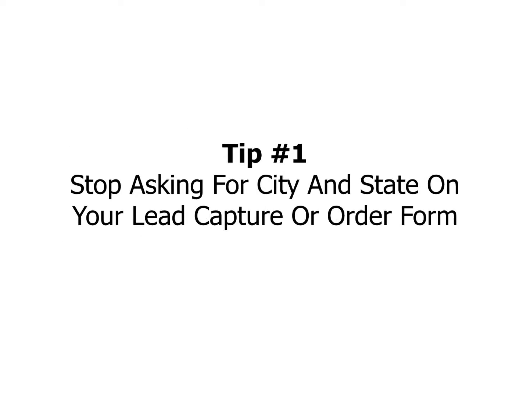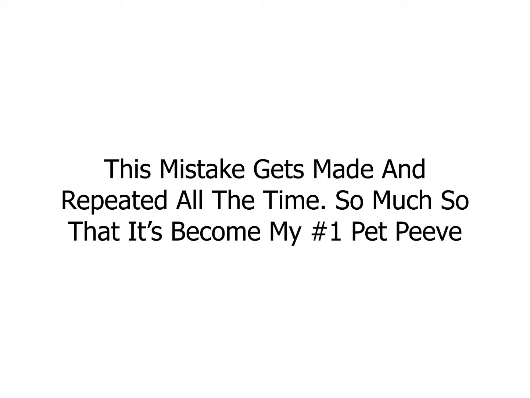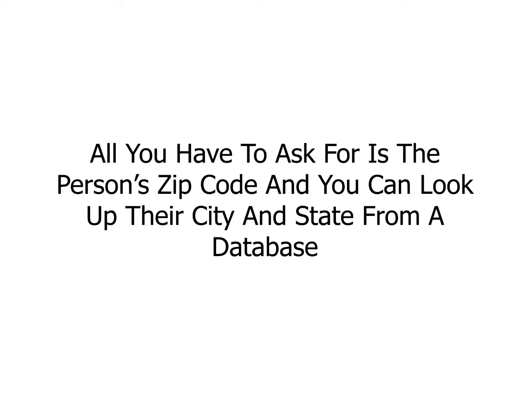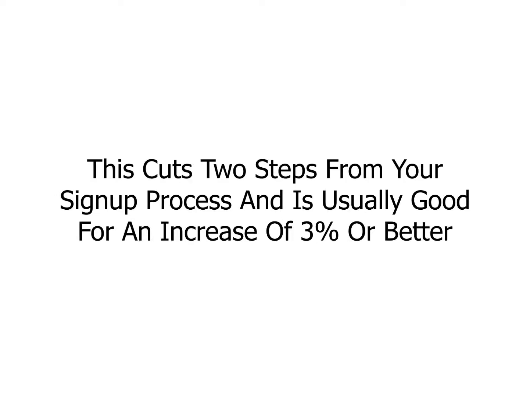So tip number 1, stop asking for city and state on your lead capture or order form. This mistake gets made over and over and repeated all the time, so much so that it's become my number 1 pet peeve. And I see big companies make this mistake as well as small companies. All you have to ask for is a person's zip code, and you can look up their city and state from a database. This cuts 2 steps from your sign-up process, and in our experience, it's usually good for an increase of 3% or better in your sales.